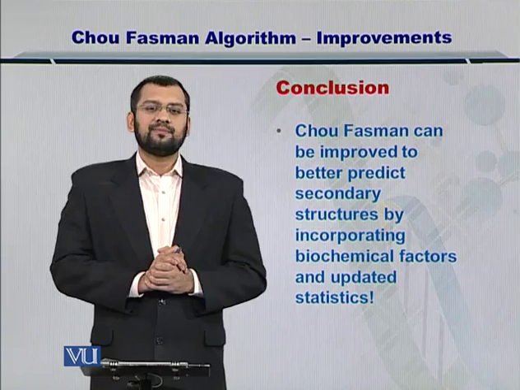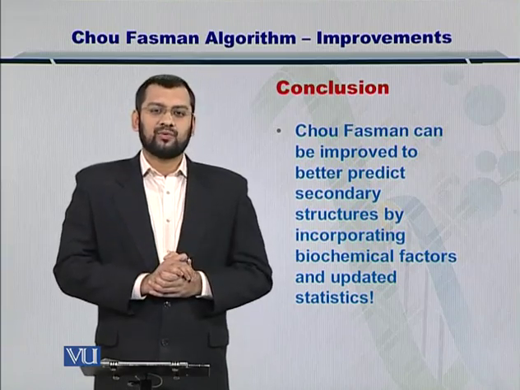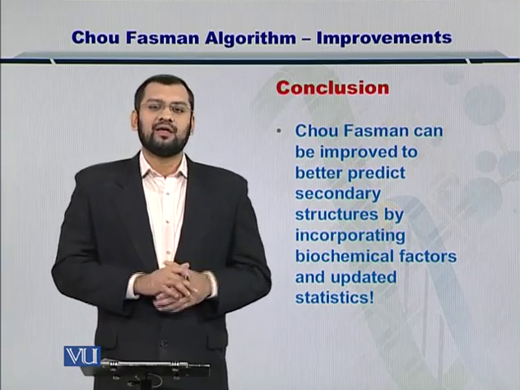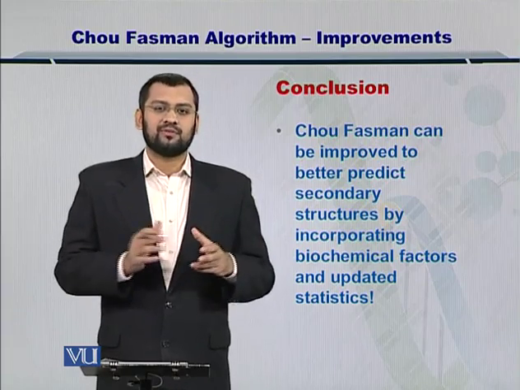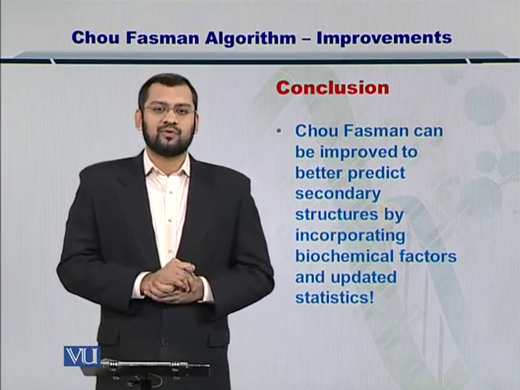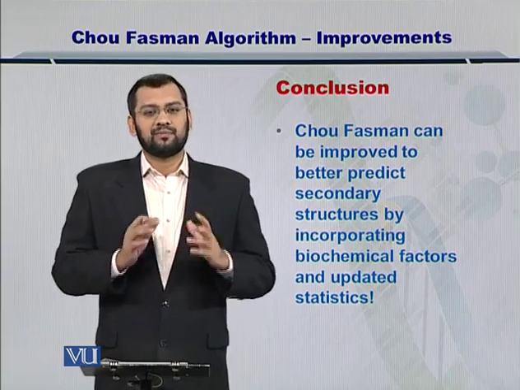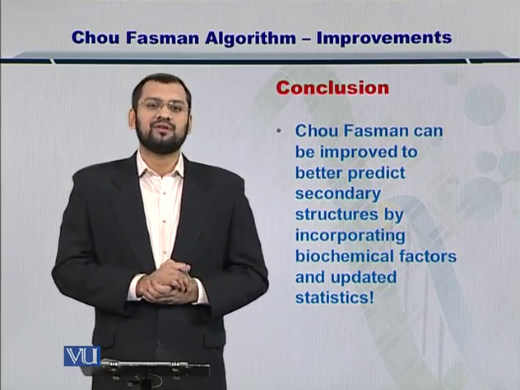So in conclusion, the Chow-Fasman algorithm, despite the fact that it works very nicely, can be improved further by considering the hydrophobic properties, the location of proteins, the accessibility of the solvents, the organisms, and so on and so forth. By incorporating this information, you can better predict the secondary structures that can be formed out of the primary amino acid sequences.